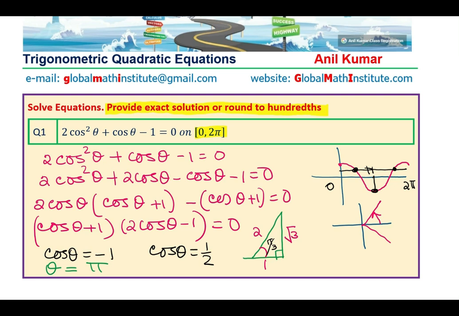So one is pi by 3 and the other one is 5 pi by 3, correct? So we have two solutions here. We can write down theta equals pi by 3 and 5 pi by 3. Perfect. So I hope this strategy is clear for these quadratic type trigonometric equations. Remember your special triangles, and if required, solve with the calculator.